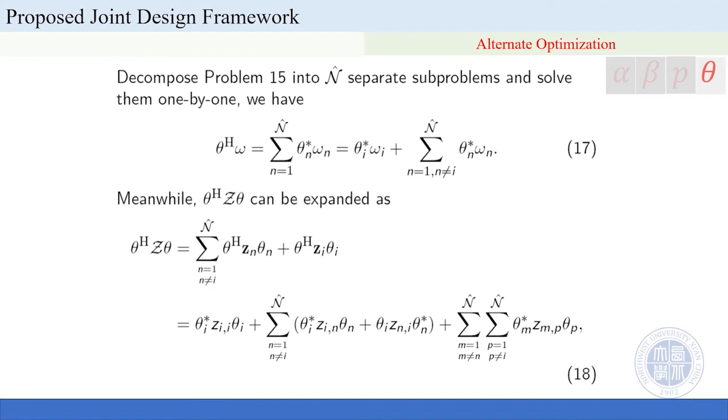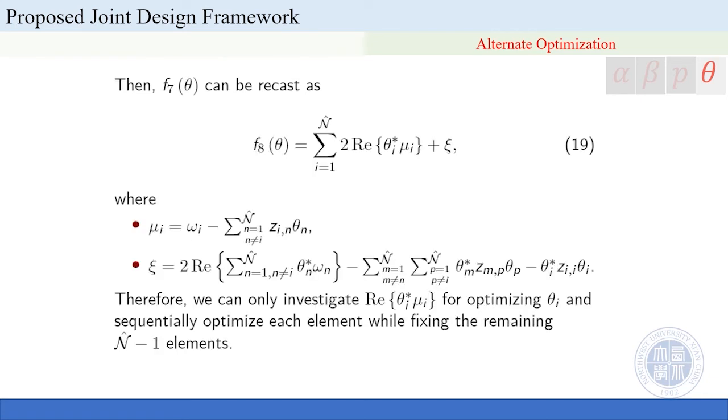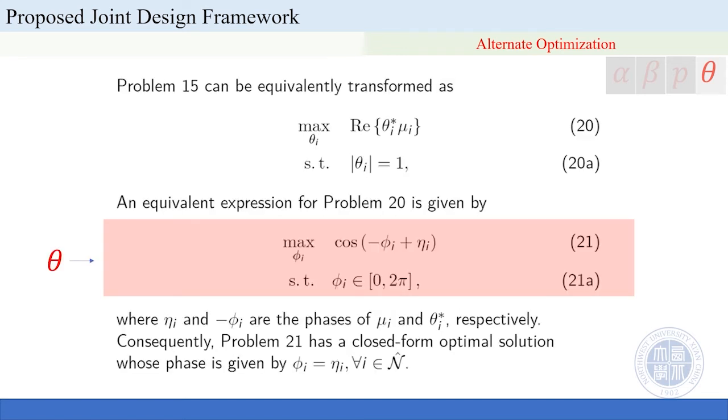Note that the objective function and the constant modulus constraints are separable with respect to theta_i. Therefore, we can decompose the problem into N-hat separate subproblems and solve them one by one. Particularly, we have the following, and meanwhile the quadratic terms can be expanded as follows. Then, f7(theta) can be recast as f8, where mu_i is given as follows. Therefore, we can investigate optimizing theta_i and sequentially optimize each element while fixing the remaining elements. Problem 15 can be equivalently transformed into problem 20.